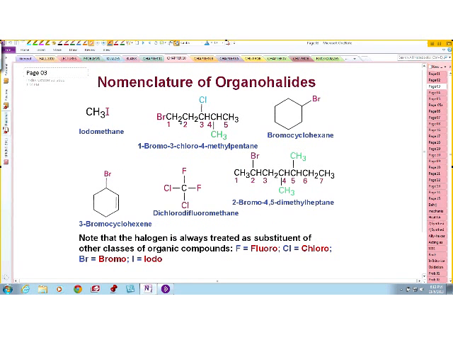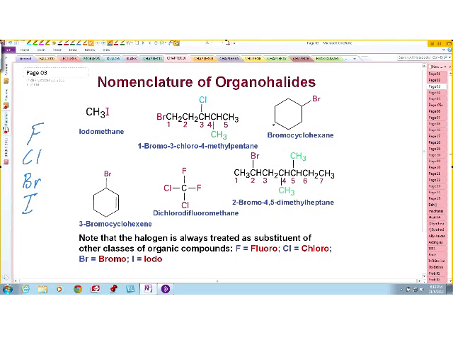Because the next question is, what are organohalides? As you can see, organohalides are those organic compounds that contain one or more halogens. And when we say halogens, we mean fluorine, chlorine, bromine, iodine.